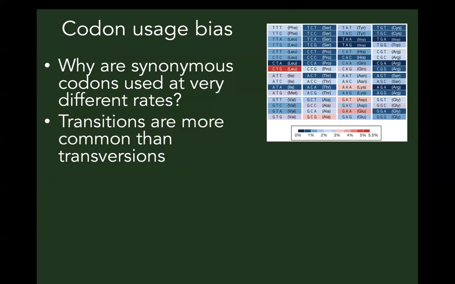The first thing we know is that transitions are more common than transversions. What does that mean? Oh, wait, I know. If you have a purine, it's more likely to become a purine, and if you have a pyrimidine, it's more likely to become a pyrimidine. Yeah, that's it. So purine to purine is a transition, purine to pyrimidine is a transversion.